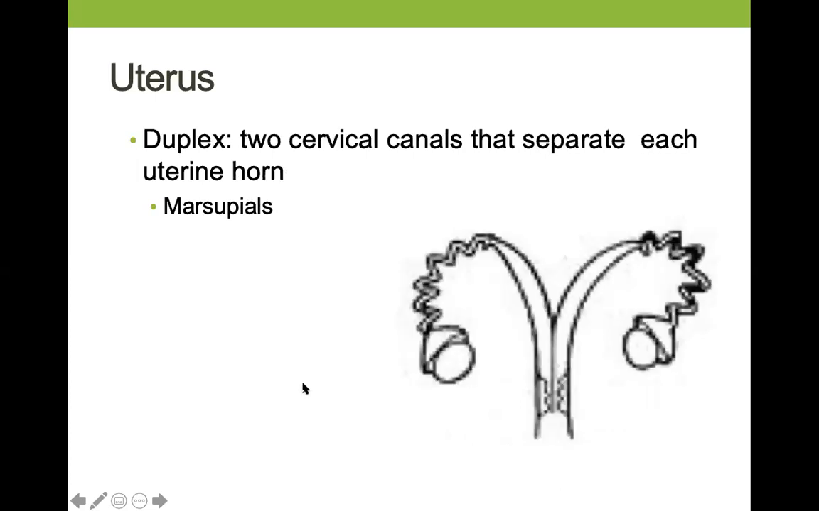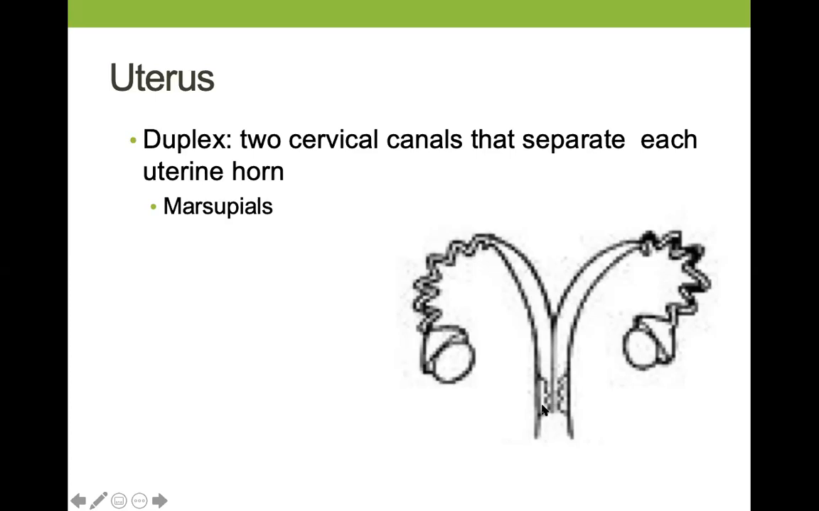Fun fact. All right, the duplex uterus is actually super interesting because this is what marsupials have. Marsupials are like koala bears and kangaroos and possums. These are all marsupials, and they actually have two separate cervical canals that separate each uterine horn. So you could think of this as having almost two different uteri. You have a cervix on one side, and this is all kind of self-contained over here. And then you have a cervix on this side, and this side is all kind of self-contained as well.